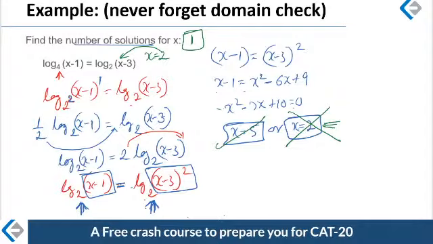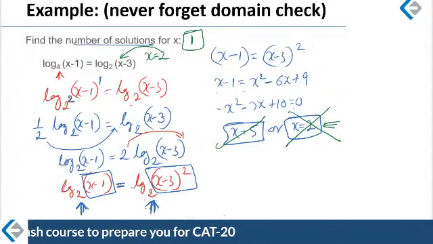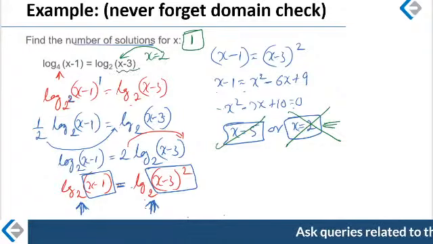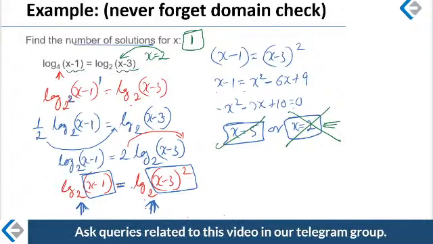Never forget the domain check. Always do the domain check. Because if x itself is the variable, this is a different thing. But x minus 3 is the input, x minus 1 is the input. When the input is not x, it is x minus something, x plus something.